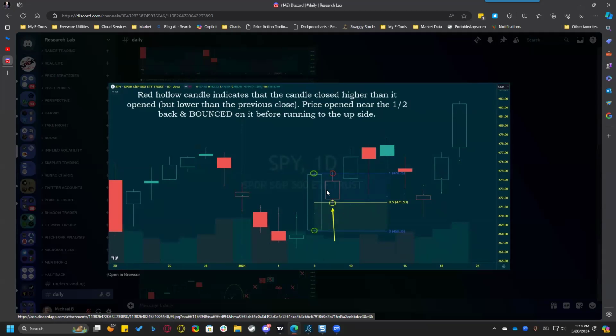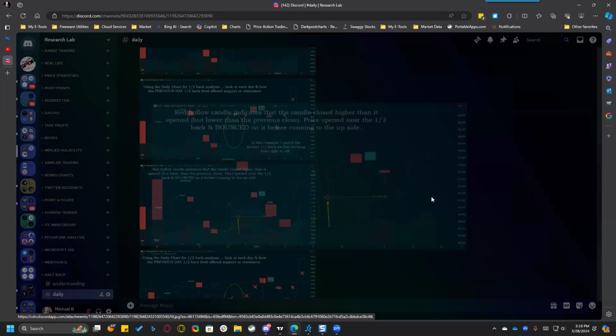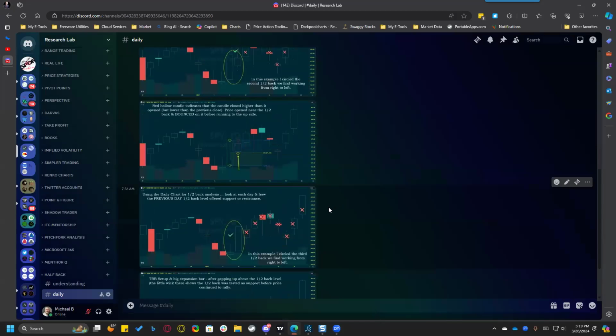So we can kind of game this out. We closed here, gapped down into the halfback, and then rallied back up to close off of that low. But we still held that halfback, right? So another halfback example. Now you're probably thinking, so what, man?